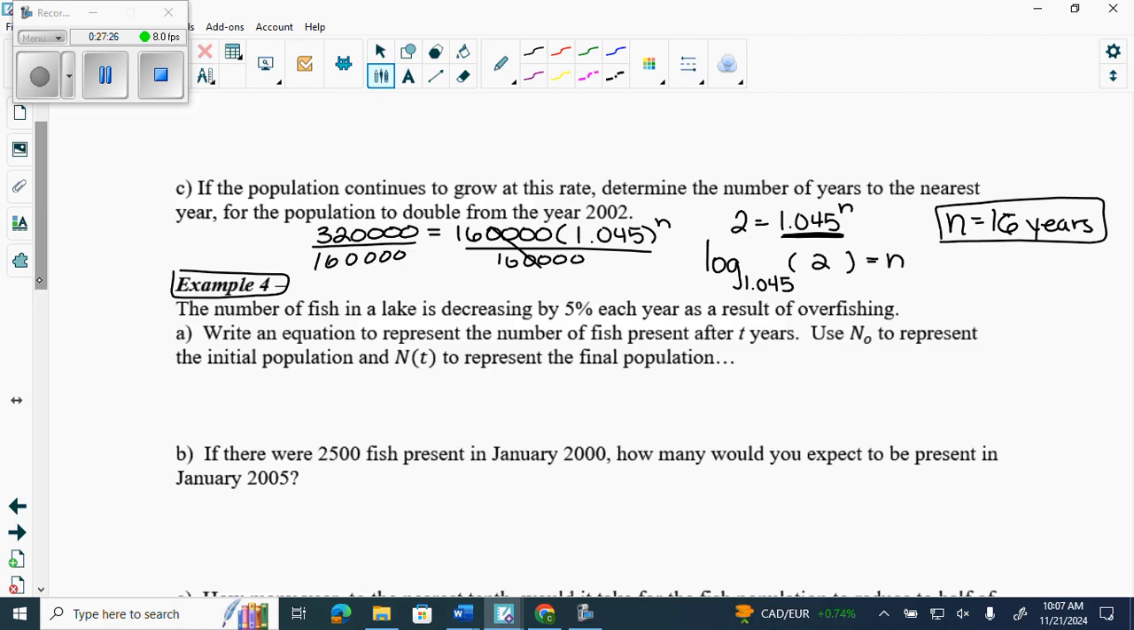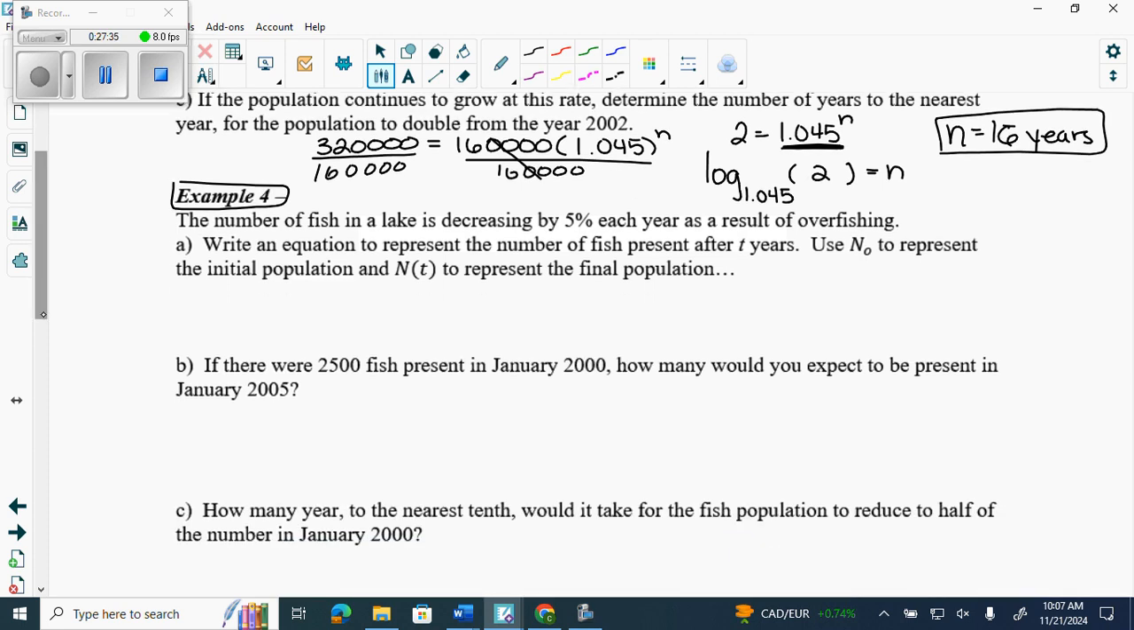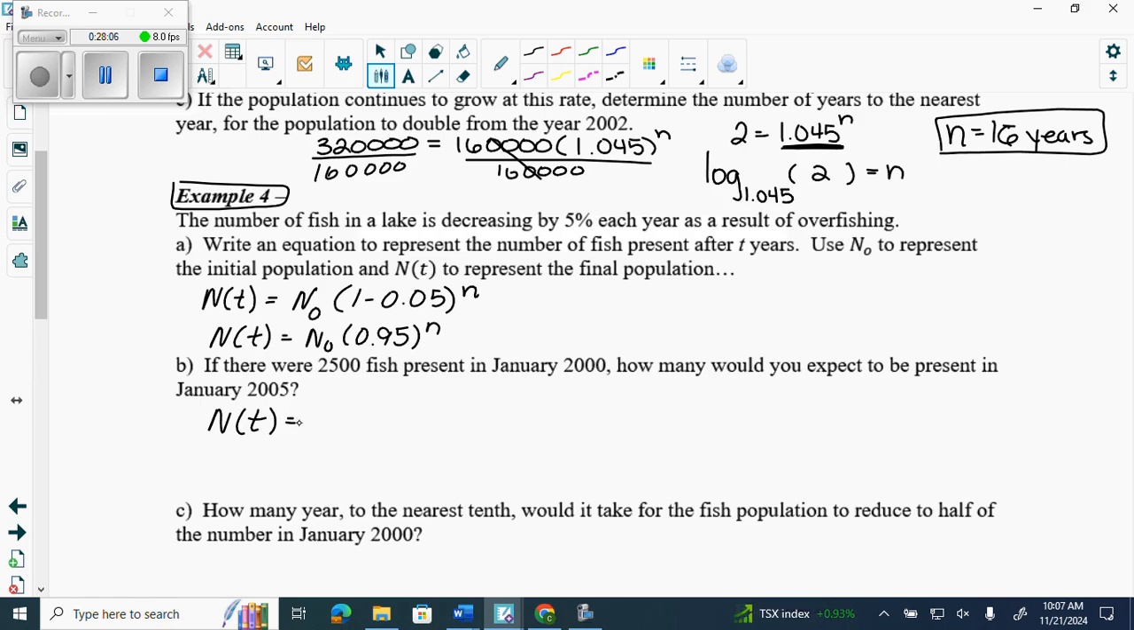So example 4, you want it to be decreasing, guys. So it says here that N0 is the initial population, N of t is the final. It's decreasing by 5%, so 0.95, and n is n. So we're going to get N of t equals N0 times 0.95 to the n. Then the next one says, if there's 2,500 fish present in January 2000, how many would you expect in 2005? So then they gave us n and N0.